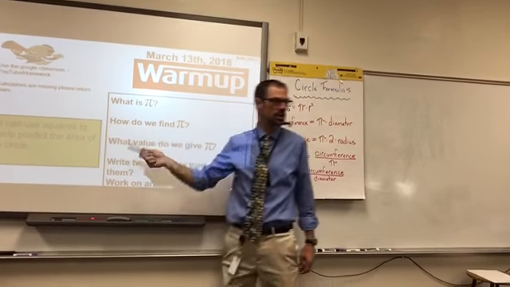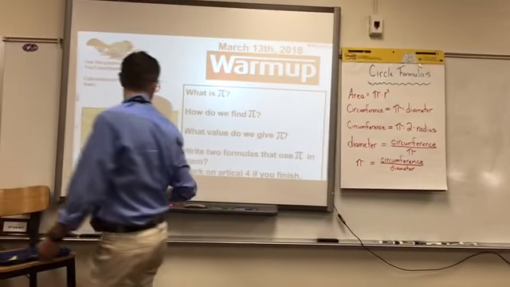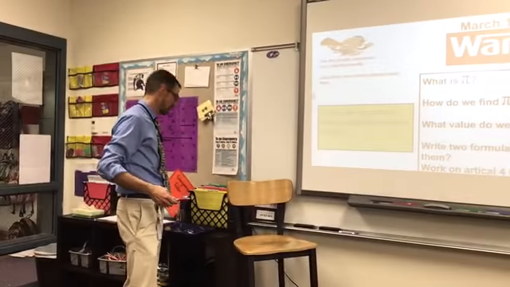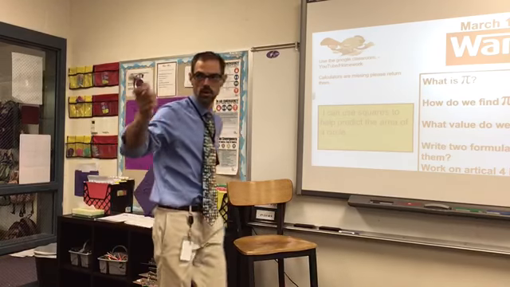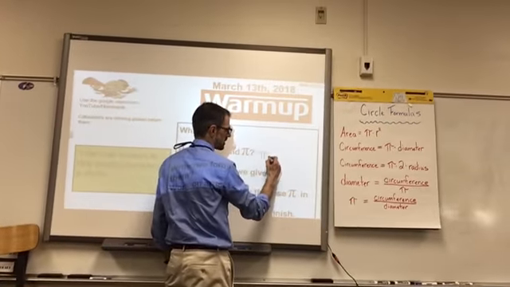Okay, looking at the warm-up, we're going to skip the first one since it's already brought a lot of pretty good discussion. We'll move on to the second question. How do we find pi? Logan? The circumference of a circle divided by its diameter.